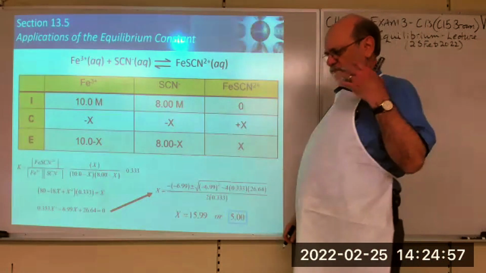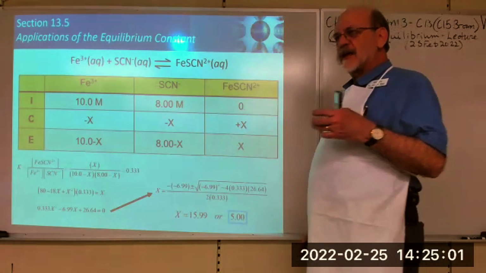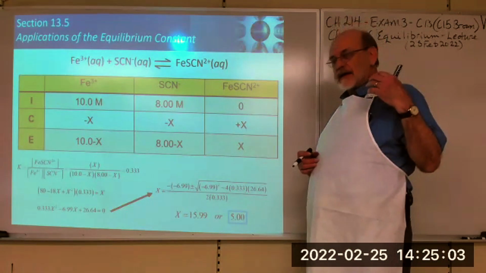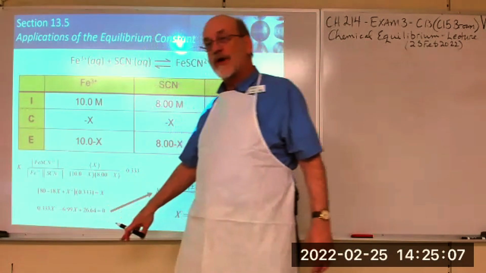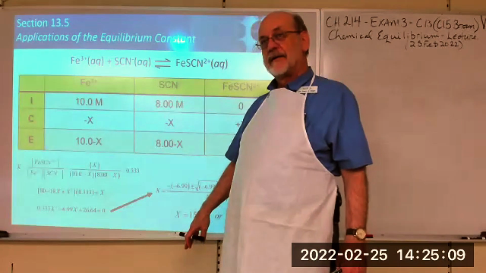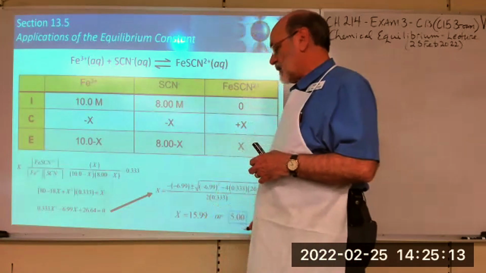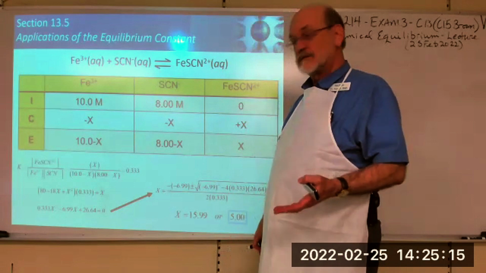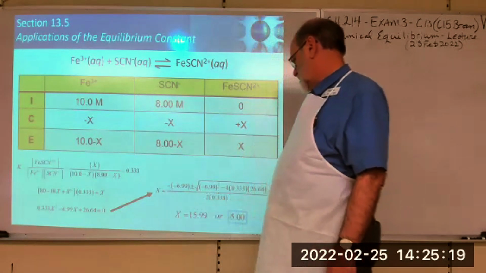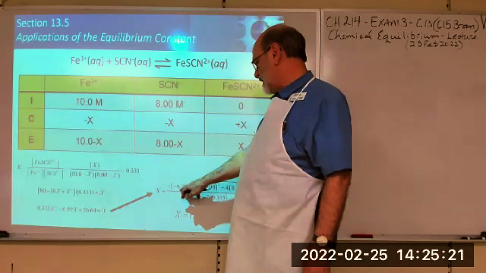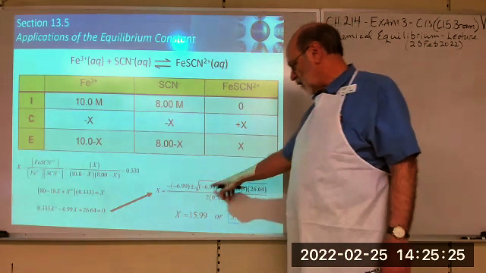Okay, so here comes the sticky part. If this calculation reduces itself to a quadratic, then you have 2 choices. Use the quadratic equation. Remember, X equals minus B plus or minus the square root of B squared minus 4AC, all over 2A.